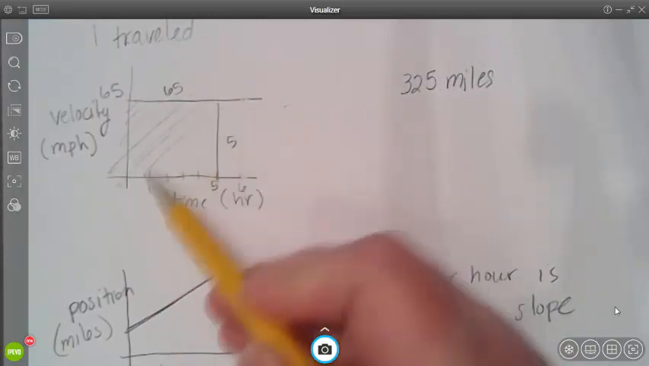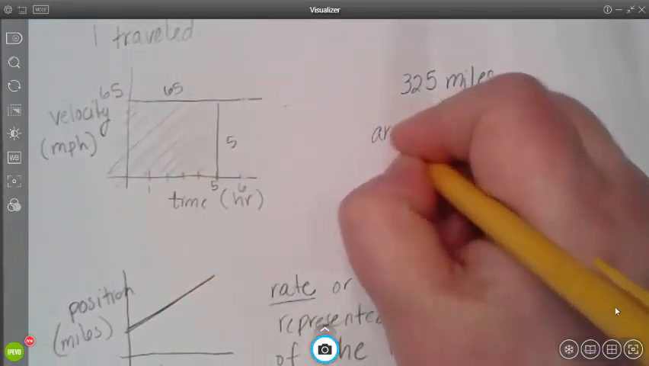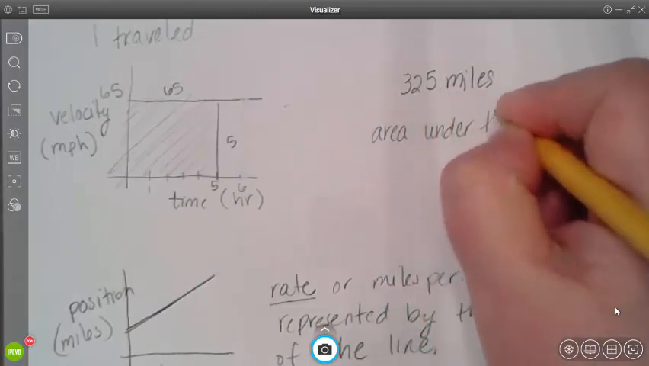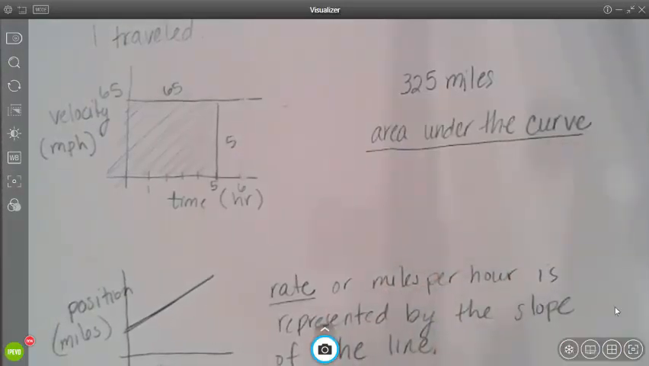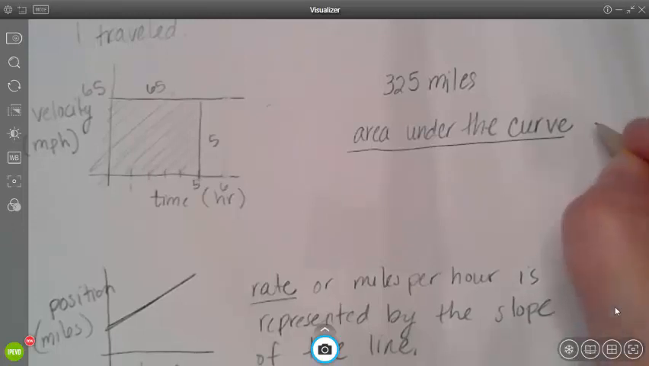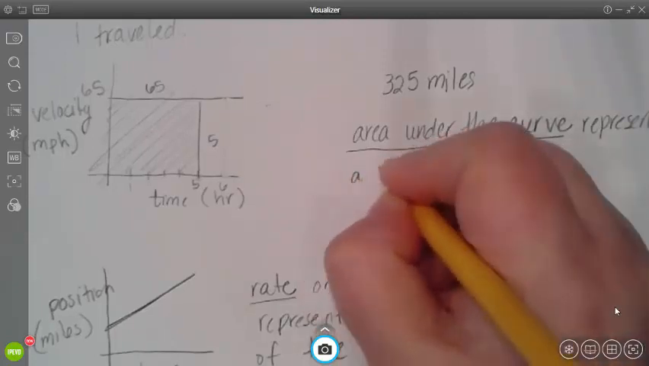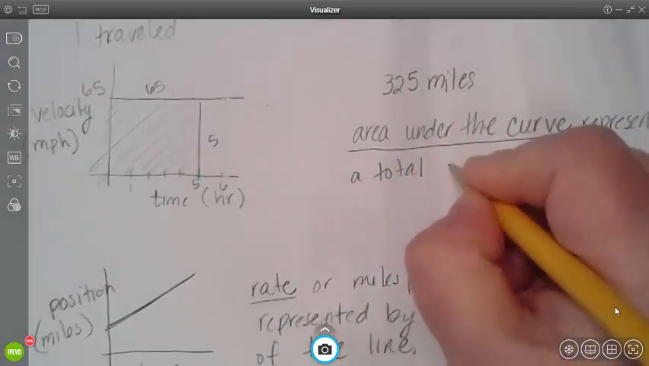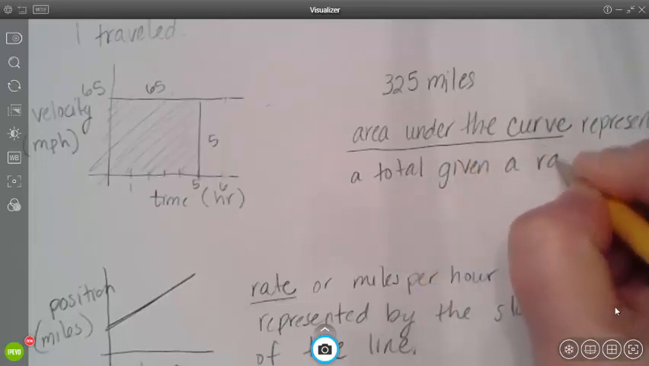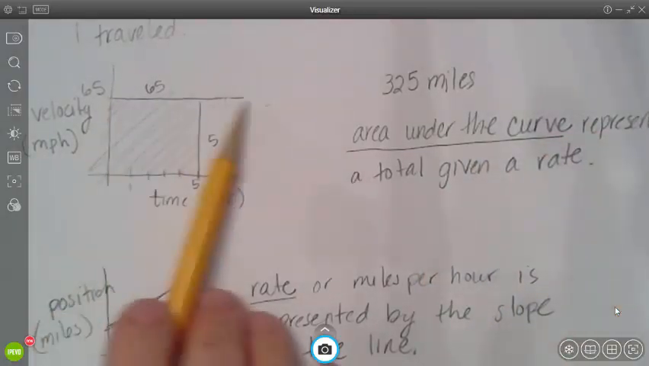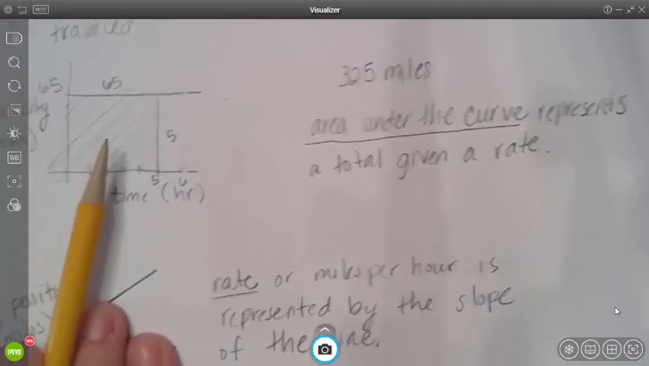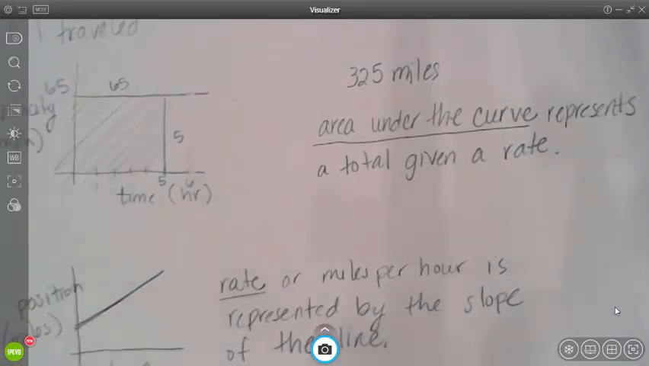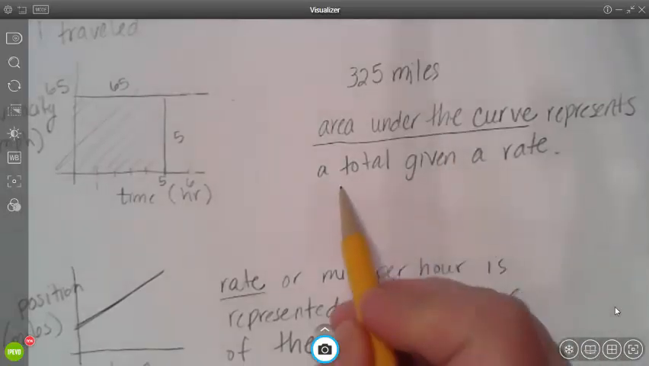So what we're really looking at is the area under the curve. Okay, so that is the next really important concept in calculus, the area under the curve. So the area under the curve represents a total given a rate. Okay, so we were given this rate, we knew this rate, we knew how long that rate happened for, and we could find the total by using the area under the curve. Okay, so the area under the curve represents some sort of total.